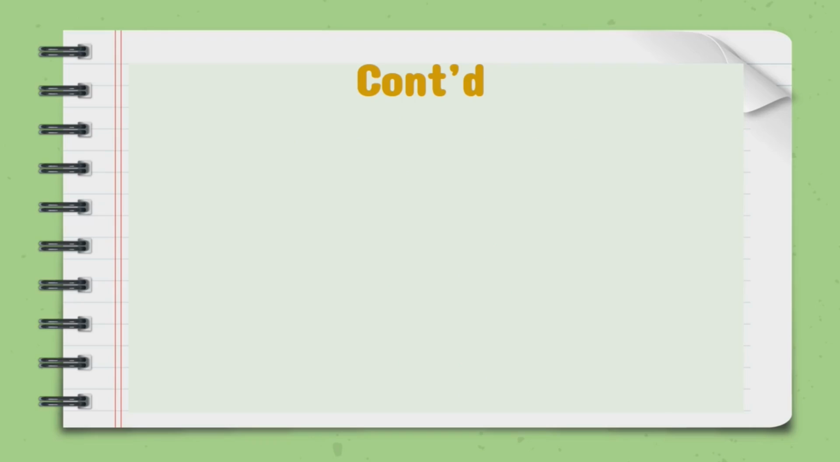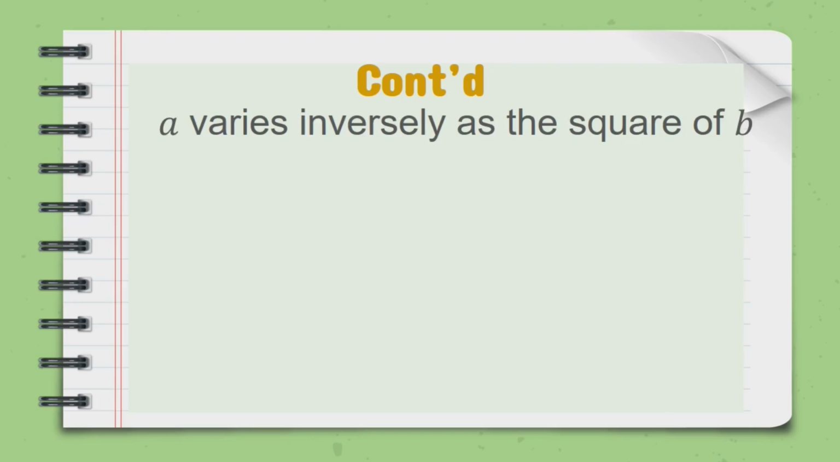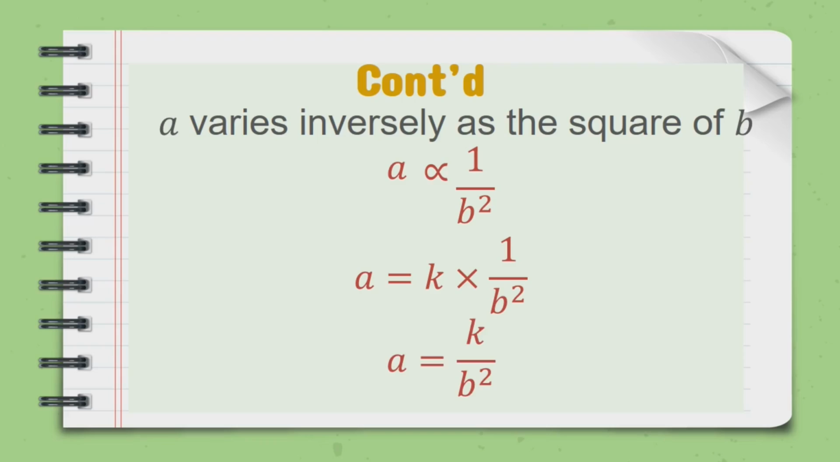Our last example was given as a varies inversely as the square of b, and this can also be written symbolically as a followed by the variation symbol, then the inverse of the square of b, which is 1 out of b squared. And this can be written as an equation a equals k, which is our constant of variation, multiplied by 1 out of b squared, which can also be simplified as a equals k all divided by b squared.